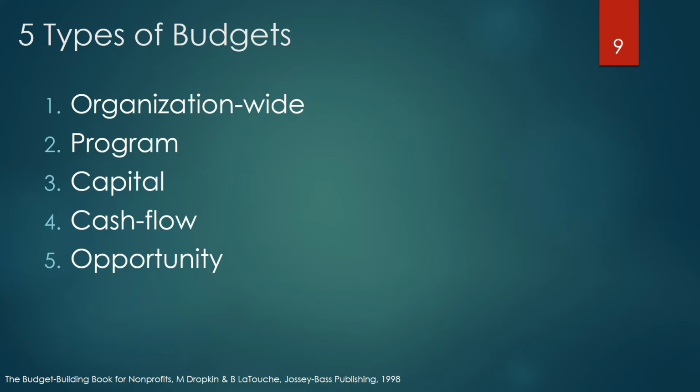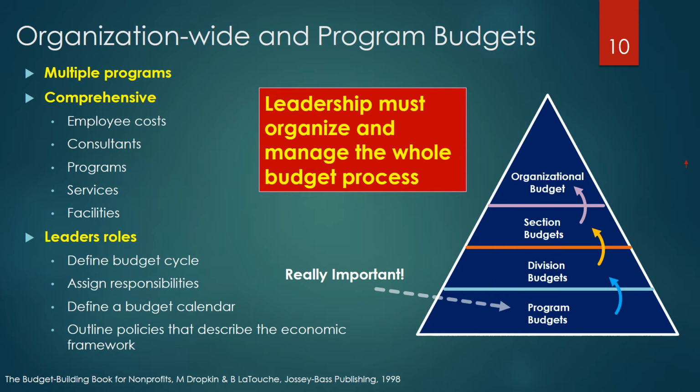There are generally 5 types of budgets: total organizational-wide operation budgets, operating budgets for individual programs, units, or activities, capital budgets, cash flow budgets, and opportunity budgets. The total organizational operations budget commonly includes all of these other budgets. Let's first consider organization-wide and individual program budgets for a few minutes.